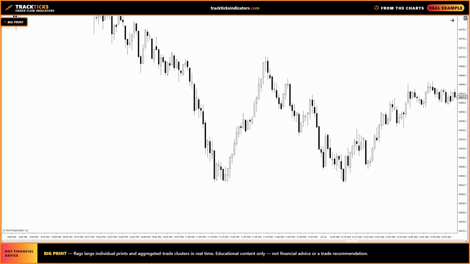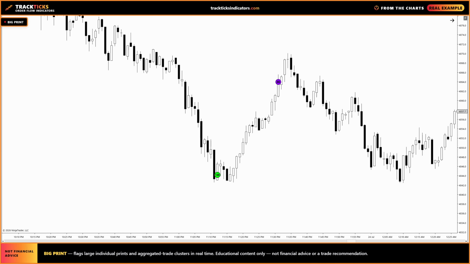TrackTicks Big Print is an order flow indicator for NinjaTrader that flags large individual trades and clusters of aggressive trading in real time right on your chart. Instead of just walking through these settings, I want to show you a real example of it catching a move. Watch what happens right after this print appears.